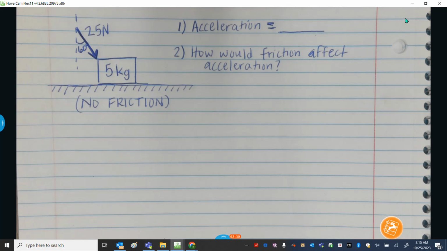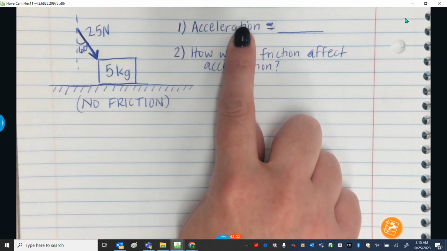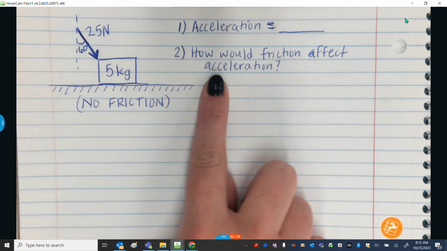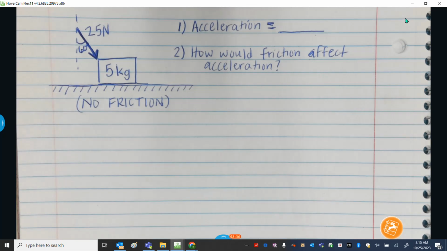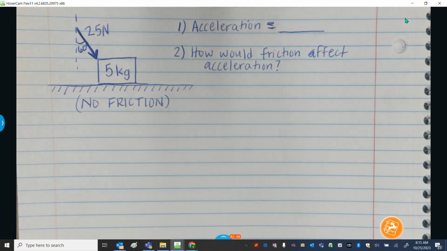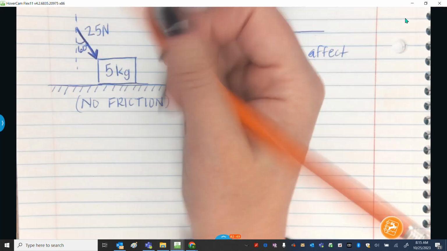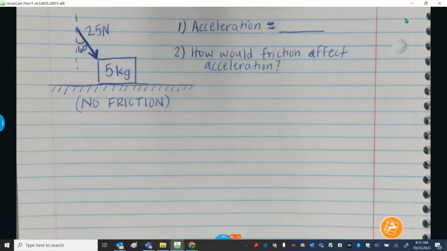Ultimately, we're trying to figure out the acceleration of this object, and this object is going to accelerate across the surface. So the acceleration of the object is going to be in the x direction, horizontally. Vertically, I'm not going to have any acceleration, so I don't really care about the vertical component of this. It's not going to affect my horizontal acceleration.